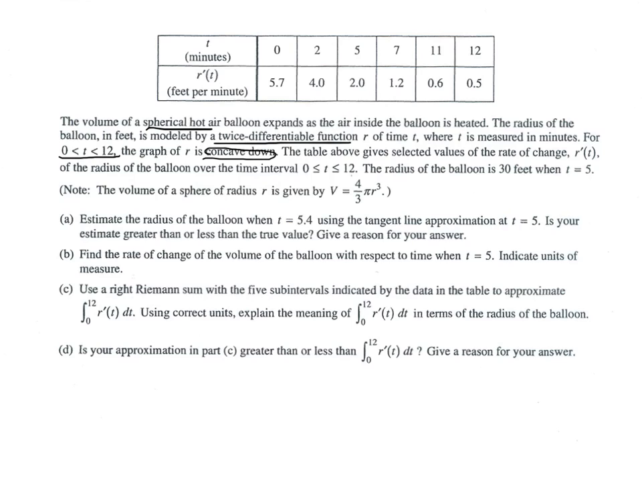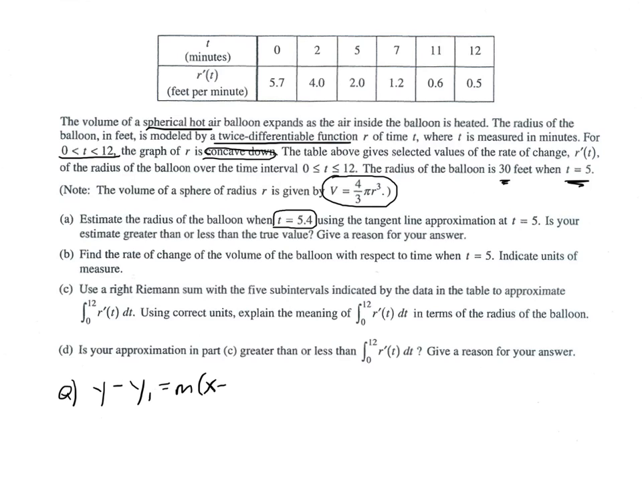And we also know that the radius of the balloon is 30 feet when t is equal to 5, and they were nice and gave us the formula for the volume of a sphere. So for part A, we need to estimate the radius of the balloon when t equals 5.4 using a tangent line approximation at t equals 5.